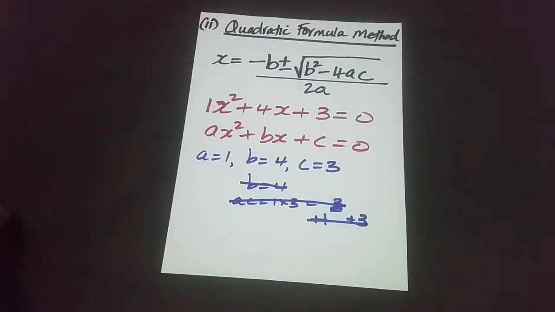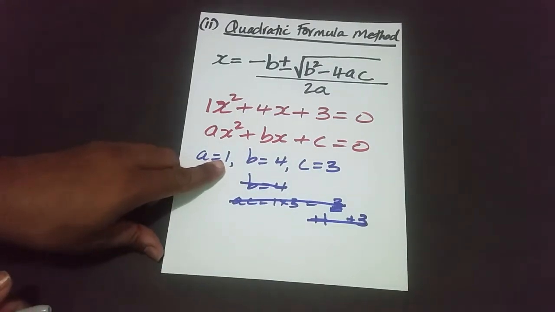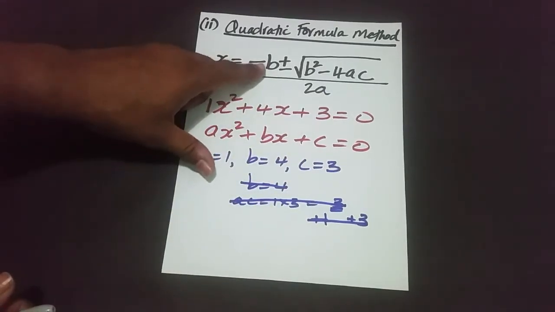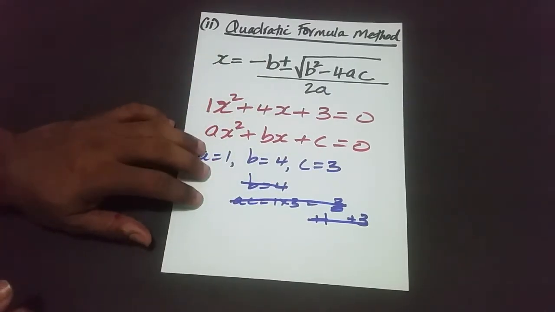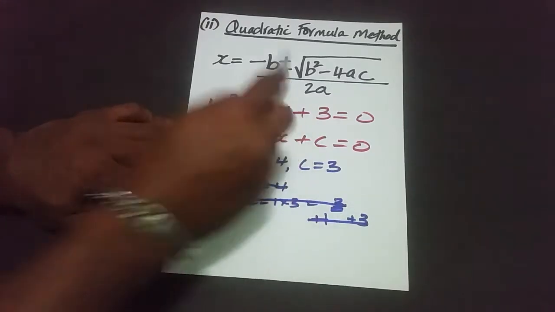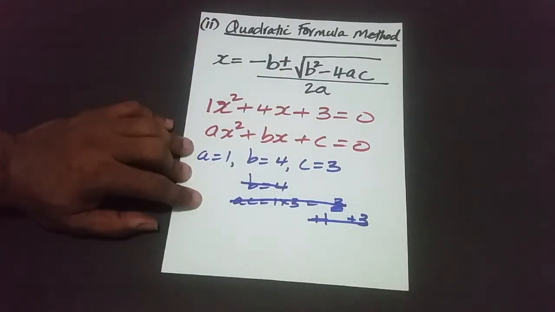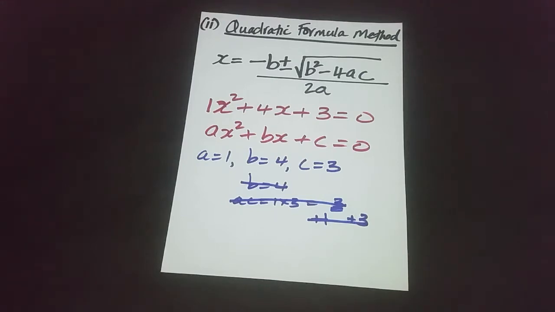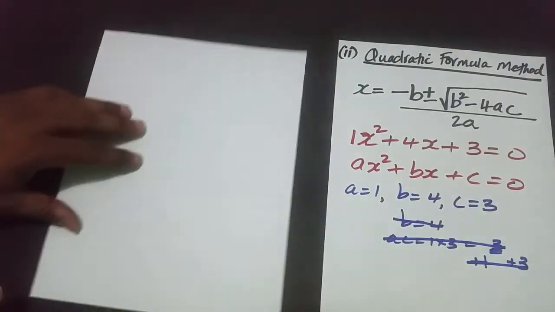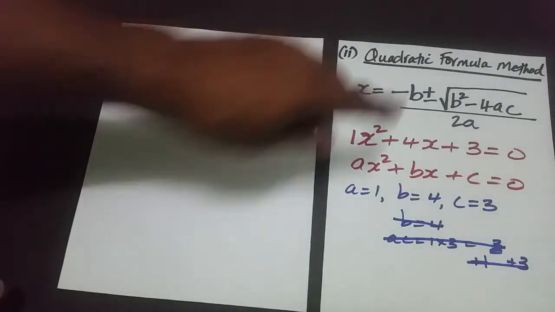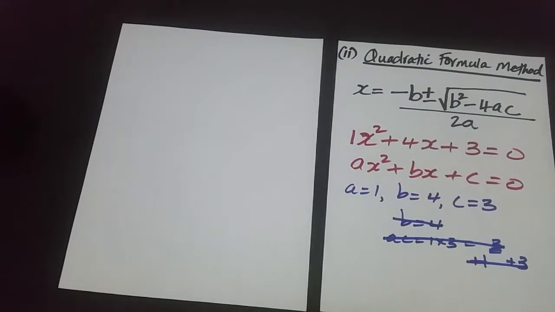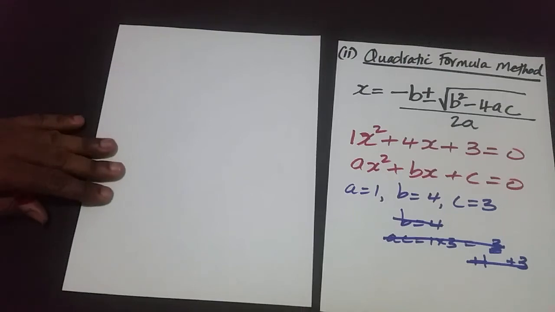Now, all we need to do is find the value of A, B, and C in this. And then what we're going to do is, essentially, plug these values in here and determine what the values of x are. So that is essentially what we're about. So we're going to get the ball rolling with that. So all we need to do is identify A, B, and C. We're going to use the quadratic formula method. So let's get straight into that.